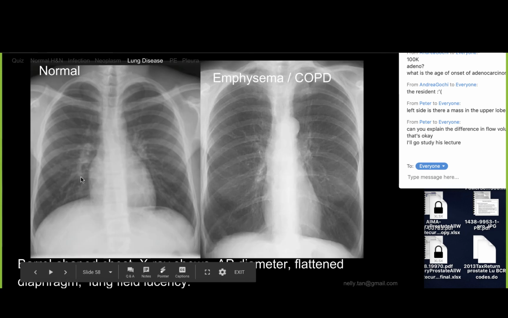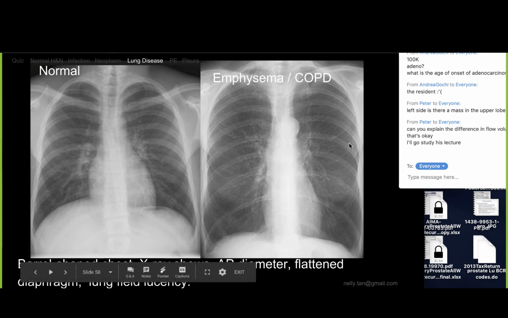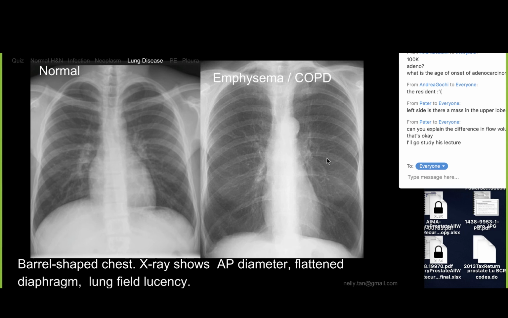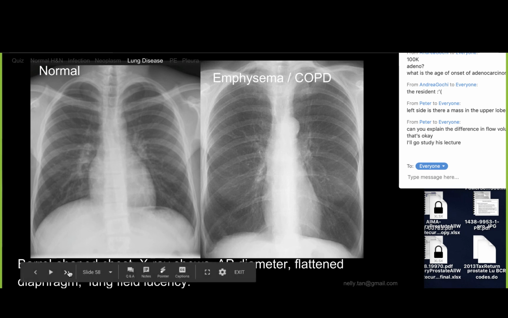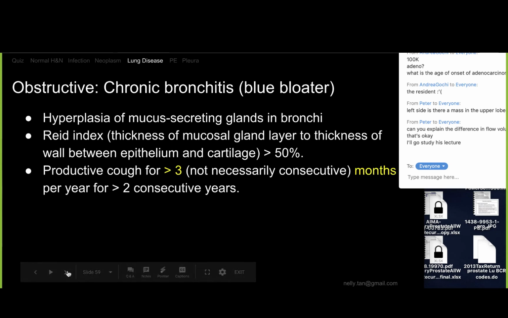Normal lungs on the left, and on the right you see really hyperexpanded lungs, flattening of the diaphragms, and lucent lungs. This is what we classically see with emphysema or COPD. In contrast, bronchitis, they call them blue bloaters.